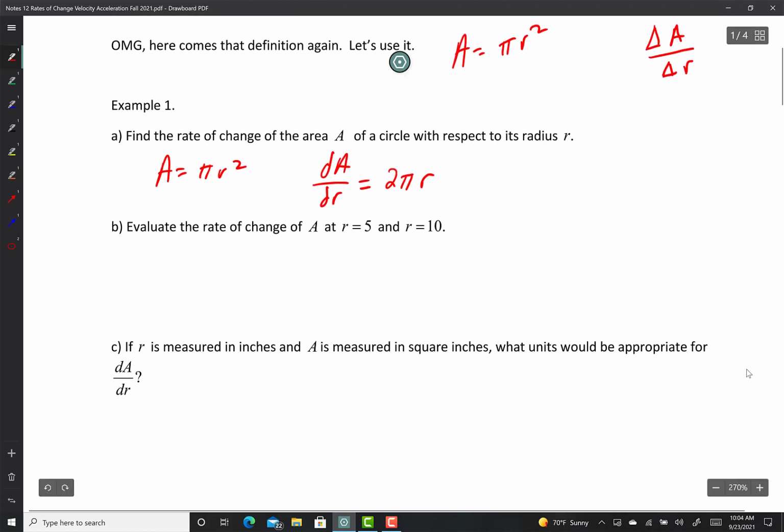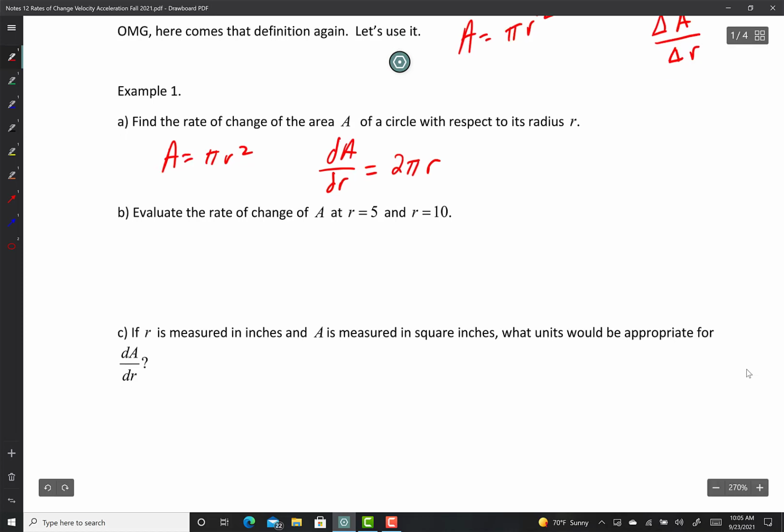All right, letter B. Evaluate the rate of change of A at r equals 5 and r equals 10. Better language would have been evaluate the instantaneous rate of change of A when r is 5 and when r is 10, but that's fine. Here's how you say it: dA/dr, and you write a line like so. That means evaluate at r equals 5. This is how you do it formally. If you don't put that line, it's okay. They're not going to take points off.